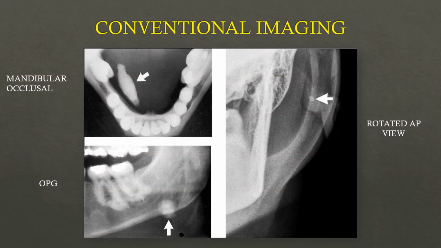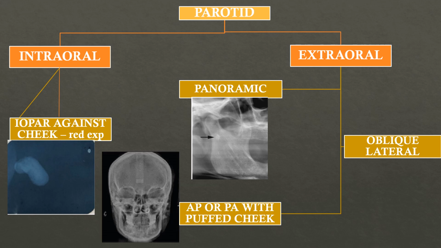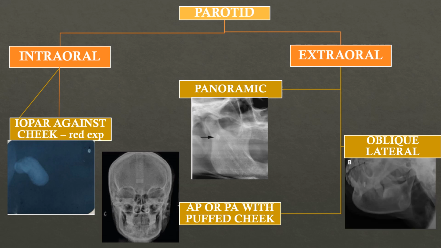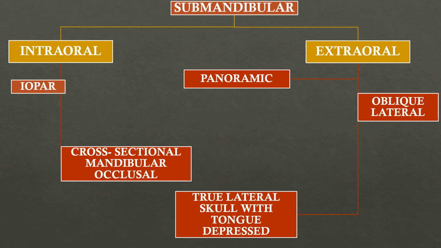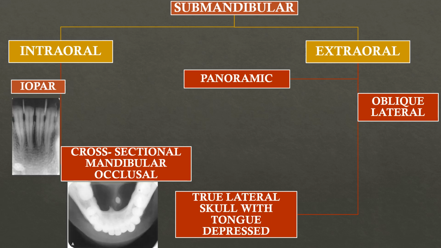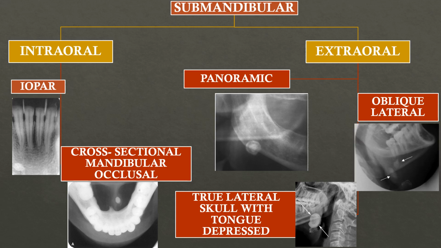These are the conventional imaging modalities where only two dimensions of the gland can be visualized. This is the mandibular occlusal, panoramic, and the rotated AP view showing a rotated view. Intraorally, we can use IOPR against the cheek with reduced exposure. Extraorally, we can use the panoramic radiograph, anteroposterior or posteroanterior with puffed cheek appearance, and an oblique lateral view. For gland imaging, we have intraorally IOPR and cross-sectional mandibular occlusal view. Extraorally, again we can use panoramic, true lateral skull with tongue depressed position, and oblique lateral view.